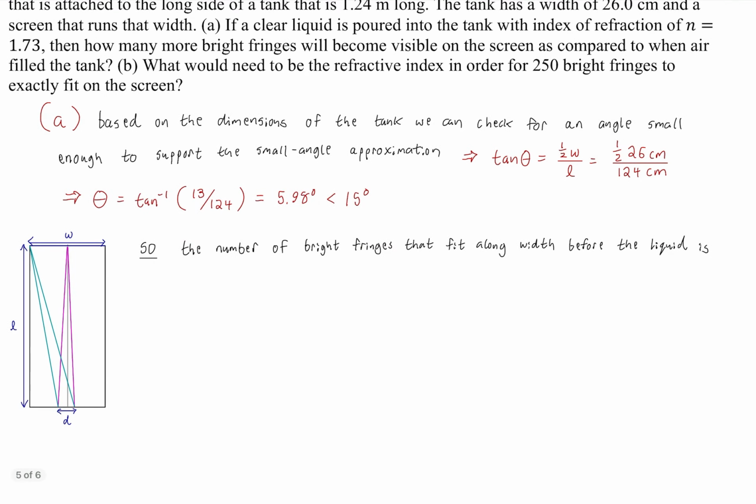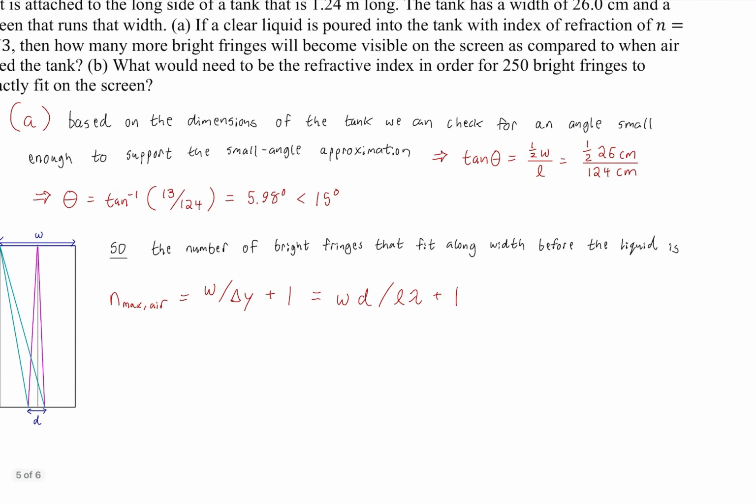All right, so the number of bright fringes that fit along the width before the liquid is poured in is simply n max. So it's going to be the width over delta y plus 1. This is similar to the previous example. Let's see what we get. Plug in our numbers, and we find that 182 fit.